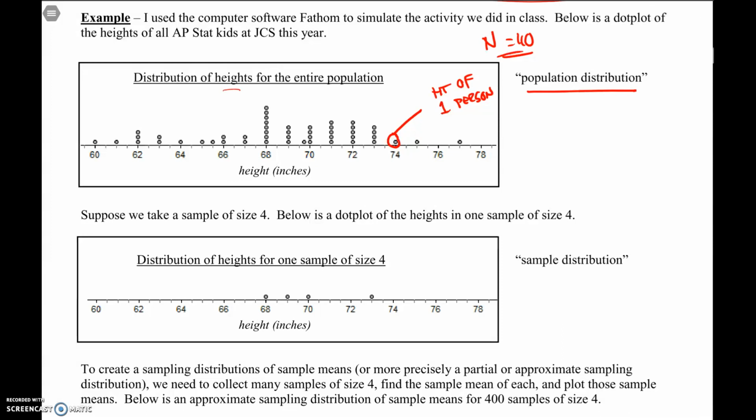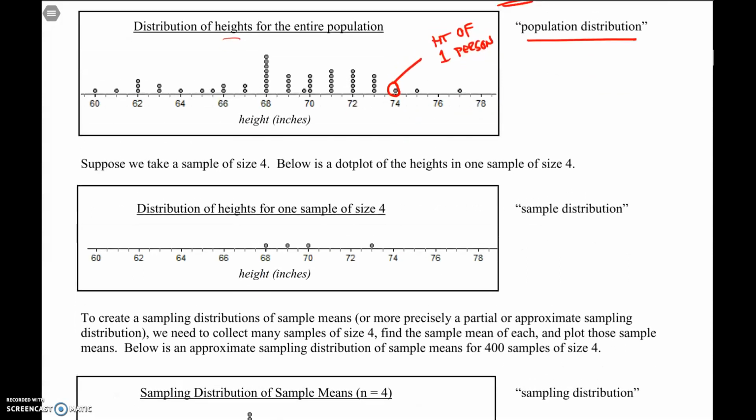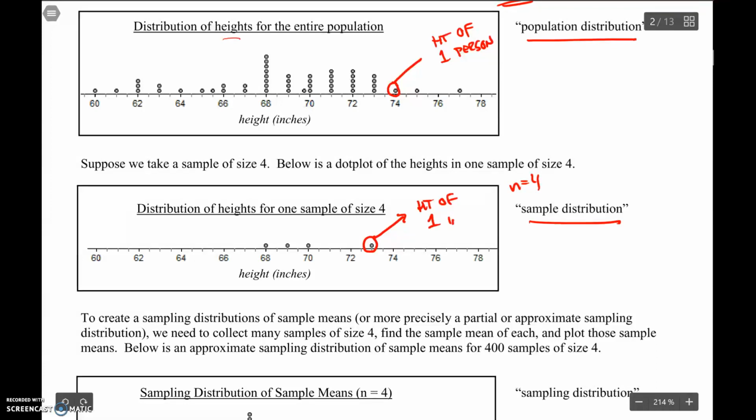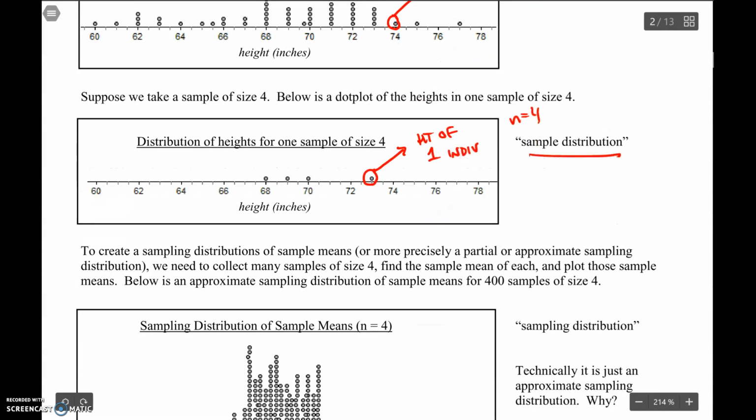In reality, we don't have this population distribution. So what we do is we take a sample. So we took a sample of size 4. Here are the individuals in that sample. This is called the sample distribution, or the distribution of a sample. What does each value represent? This represents the height of one individual. Just like the population distribution, each dot represents the height of one person, in this case, one person in the sample. Okay? So what we're going to do with our sample is we're going to calculate the sample mean.